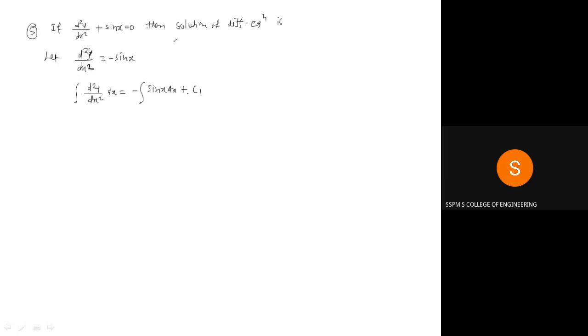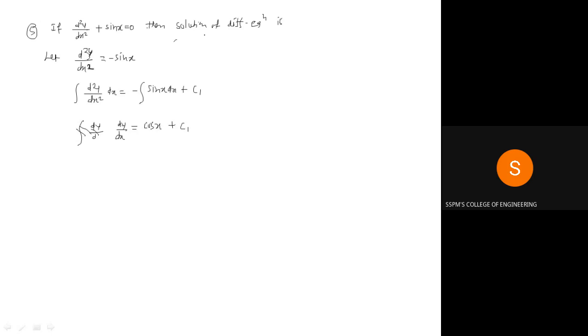If you are integrating 1 time, there will be a single constant. 2 times, there will be 2 constants. So what is the integration? The order 2 will reduce and convert to 1. That is dy by dx. There will remain only dy by dx, which is equal to the integration of sin, that is minus cos. So minus minus becomes plus cos x plus c1.